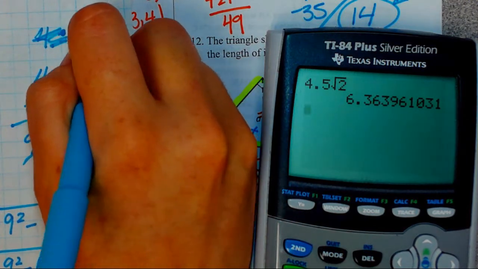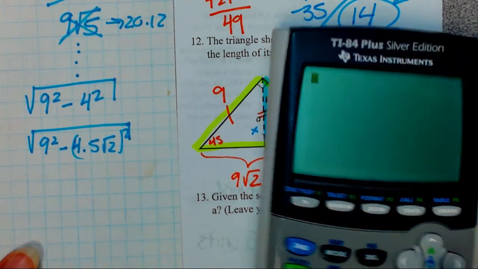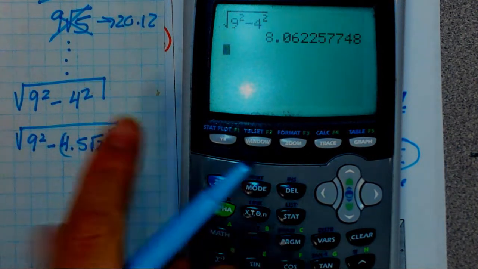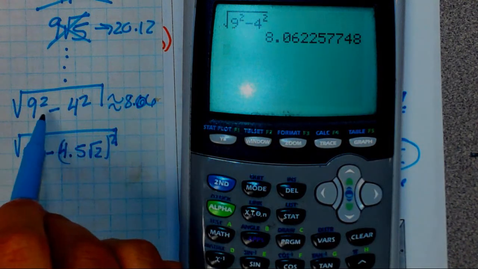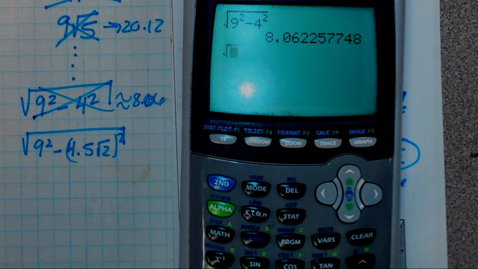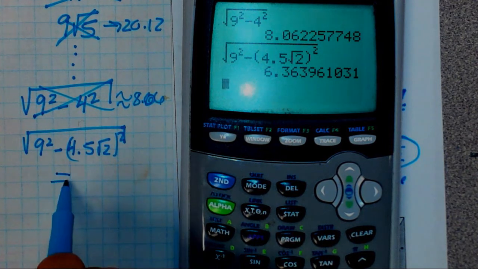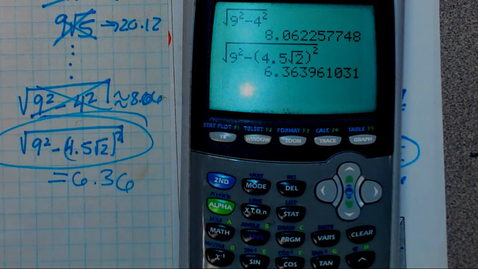Okay. That means that if this were my answer choice, this would be my correct answer. I'm going to show you some of the others. Okay. So if I did 9 squared minus 4 squared, that's equal to about 8.06. So that's wrong. Okay. If you did the square root of 9 squared minus parentheses 4.5 square root 2 close parentheses squared, type it in exactly as it's written on the test. Notice this is also equal to 6.36. So if this were an answer choice, that would also be correct.